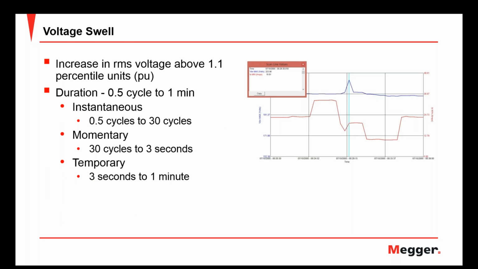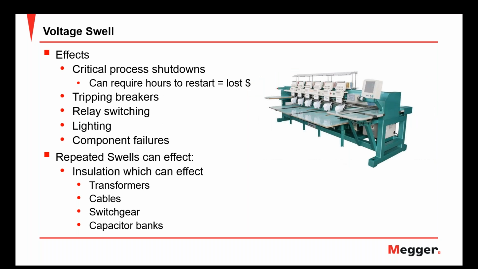Voltage swells, these are increases of voltage of 1.1 per unit or 110% for a duration of half a cycle to a minute. And again, these are broken down into instantaneous, momentary, and temporary. And again, these can cause problems with equipment tripping offline, tripping breakers, relay switching, and of course, lighting problems. You'll see the lights swelling. And repeated swells will also have impacts on your insulation as well that can affect transformers, cables, switch gears, things of that nature.